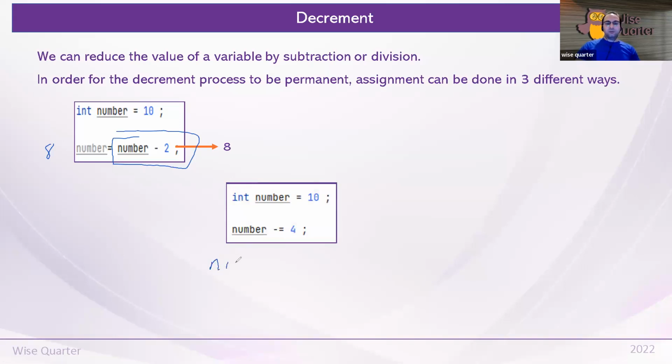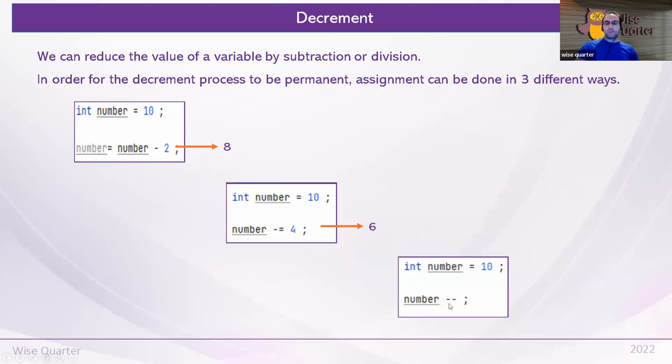This means number equals number minus 4. Exactly like this, but instead now I'm using minus 4. It was 10 when I make the calculation. When I calculate this operation, it will be 6, and the new value of the number will be 6. As you can see, it's 6.